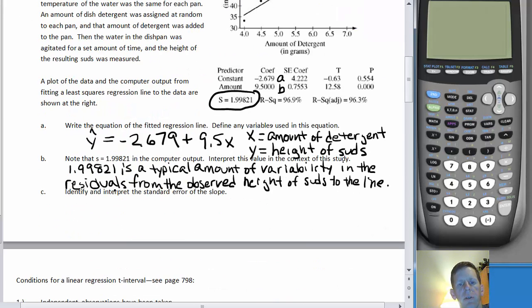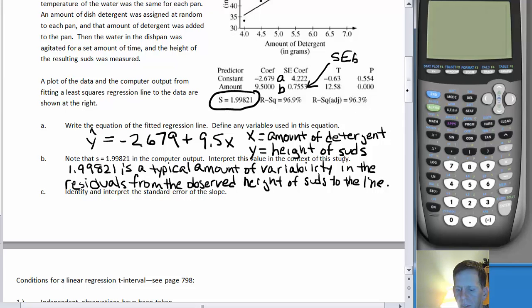And then you'll notice directly underneath this, in part C, it says identify and interpret the standard error of the slope. In your equation, the standard error of the slope can be found under the SE column. There's standard error. Slope is your B value. That was 9.500. So the standard error is going to be next to the slope, and that's going to be this value right here. I'll put a little arrow to it. It's this 0.7553 number. It's in the SE column, and it's in the same row as the slope.